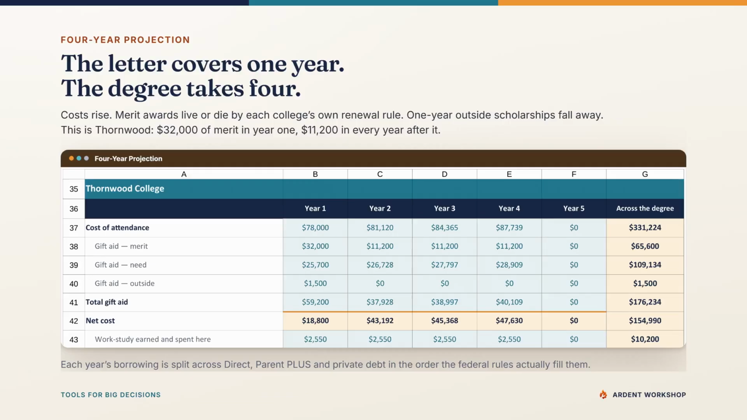The degree takes 4, and the later years rarely look like the first. Costs rise, merit awards live or die by each college's own renewal rule. 1 year outside scholarships fall away. The projection carries all of that forward, college by college.